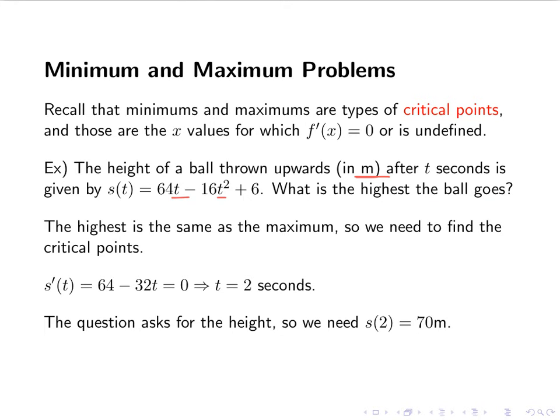Now notice we didn't actually decide if this critical point was a maximum, but because there's only one critical point, it's going to be the one we want. If there's more than one critical point, then we have to decide which is the one that we want. But if there's only one, it's going to be the one we want.